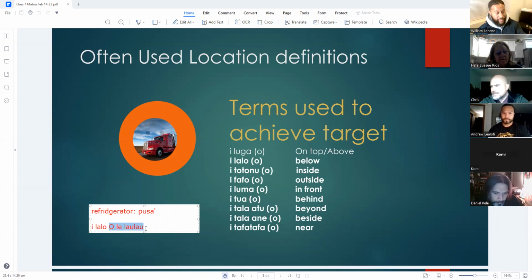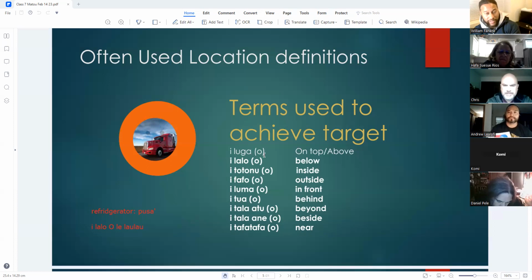And we're talking about another subject, whatever the subject is, the ole laulau, itutonu ole fale, inside of the house. Ifafo ole tavale, outside of the car. Iluma ole fale, in front of the house. Itua ole fale, in back of the house. Italaatu, beyond, or italaane, beside, whatever it is. You pick your noun, whatever your noun and your subject is, that's what that O is. So all we're doing with that O is leading into another subject phrase from week one. Okay. I don't see any questions on that.